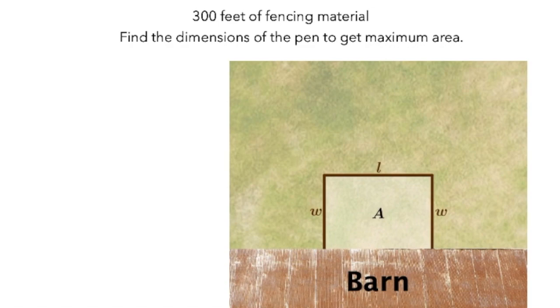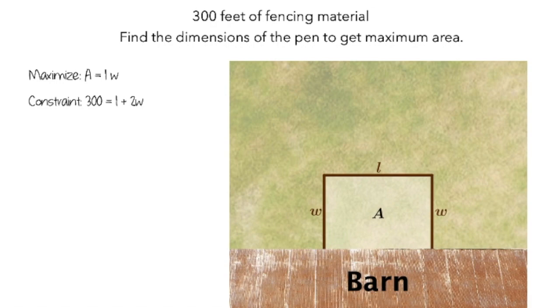We'll do this by creating an algebraic model for the area of the pen. Let's try to write down a formula for what we're trying to maximize and a formula for the constraint. We're trying to maximize the area of the pen, which is the length times the width. We're constrained by the amount of fencing material. We have 300 feet, which is the perimeter of the pen, L plus 2W.